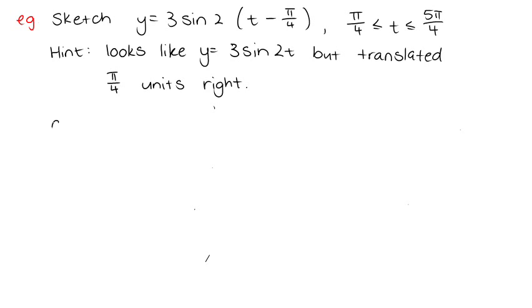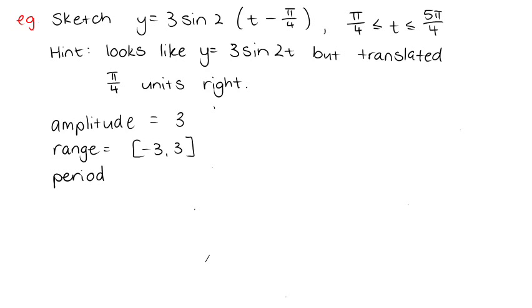Okay, so what's the amplitude? Yep. What's the range? Negative 3 to 3. And the period? Yeah, so it's 2 pi over 2, which is just pi.